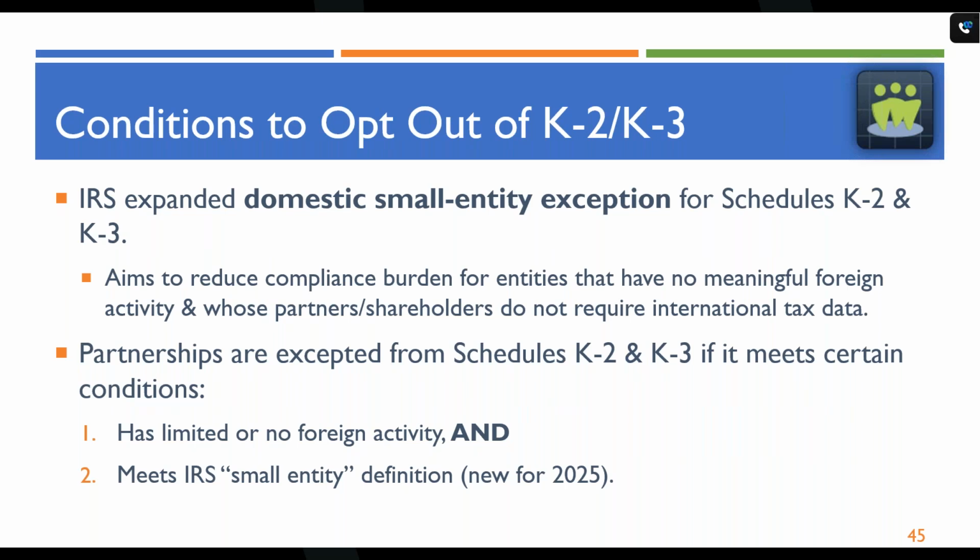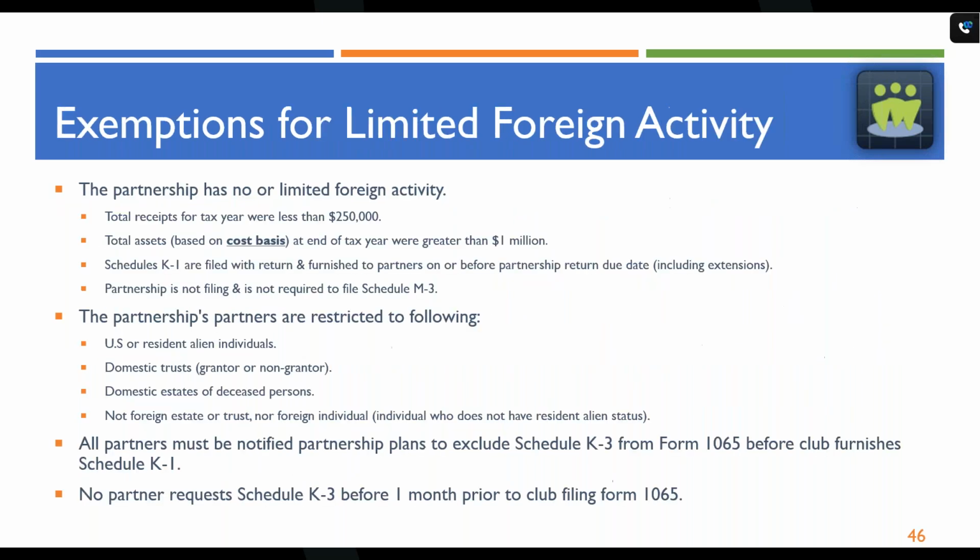The first one is you had limited or no foreign activity, and that generally meant you had total receipts for the tax year of less than $250,000. For an investment partnership, receipts means total proceeds from a sale, not just the gain. Your total assets on cost basis were not greater than $1 million. You file K1s with the return, and the members get them by the time you file the return. And the partnership is not filing or required to file Schedule M3.